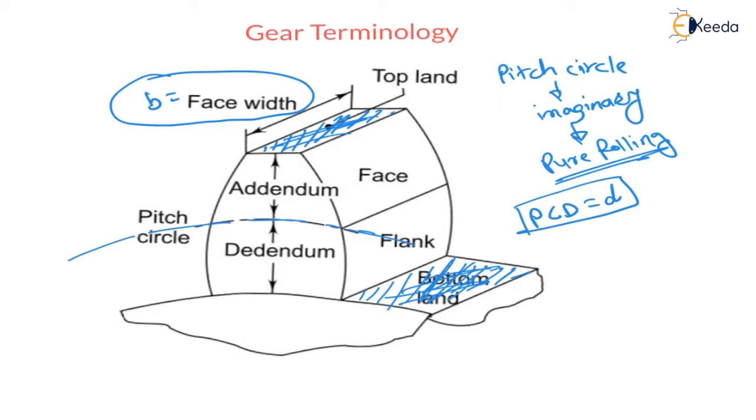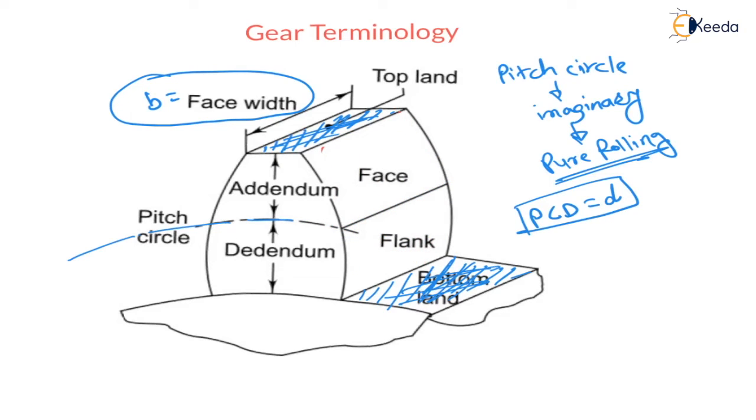Now from the pitch circle, in side view, the upper portion is called face. You can see here this portion is called face above the pitch circle. And the lower portion is called flank. For a tooth in side view, the lower portion is called flank and the upper portion is called face. You can see the names are given, face and flank.